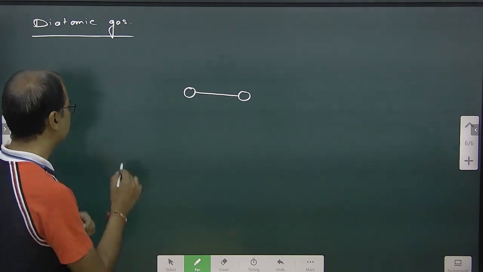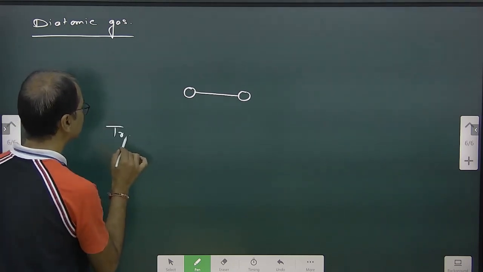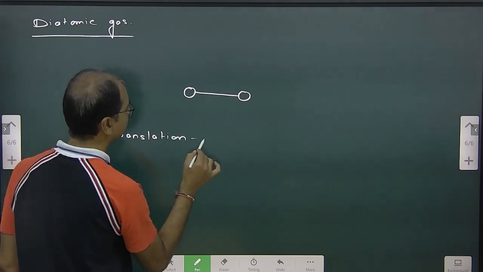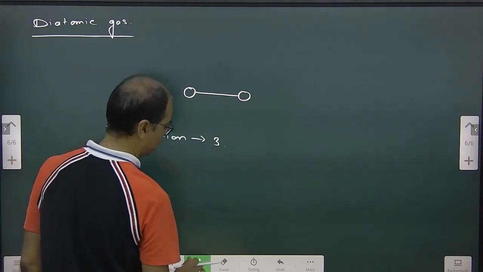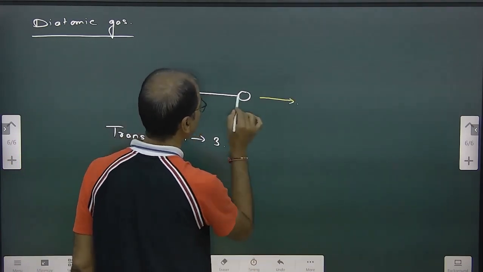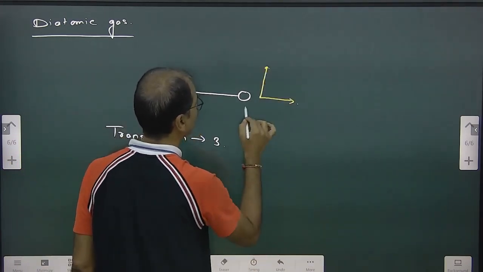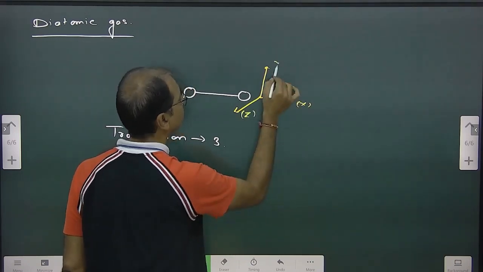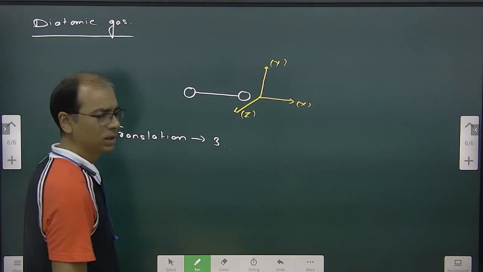So translation. When you talk about translation, they have all 3 degrees of freedom. They can move in all the directions. Okay. X, Y, Z, anywhere they can move. Along X like this, along Y like this, along Z like this. There is no issue. Right? Translation, 3 degrees of freedom.